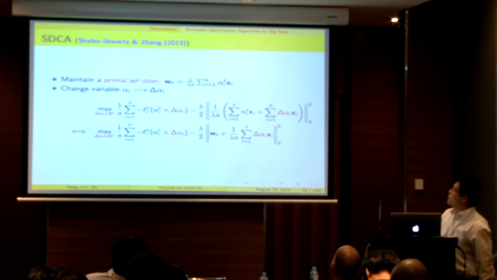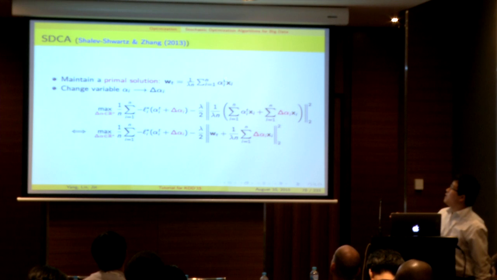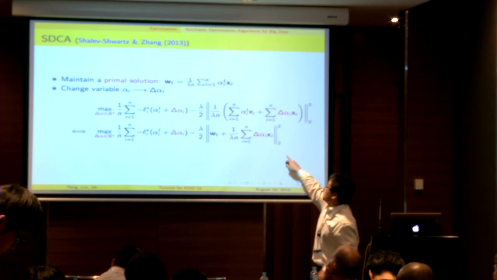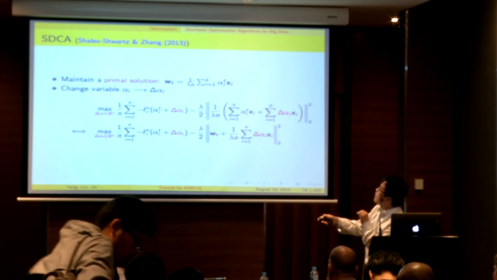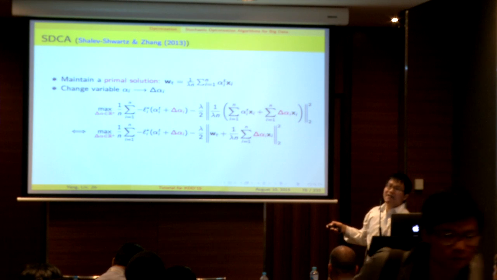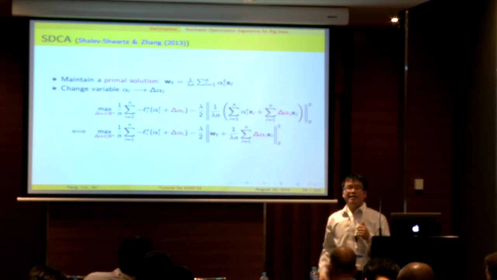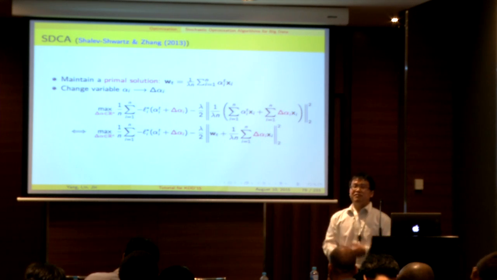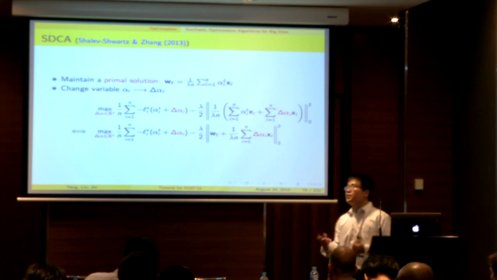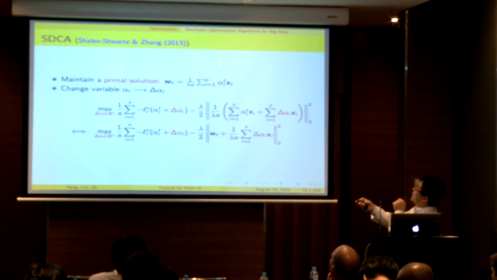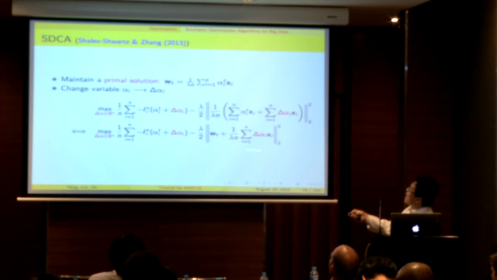What we do is that we introduce a primal solution, w_t, that is defined as the dual parameter alpha_i, multiplied by each vector x_i, and summed up. So now, using this primal solution, you can do some changing of variables. Instead of optimizing over alpha_i, we optimize over the change in alpha_i. So you can see this is always equivalent. Instead of telling you what's the best solution, I'll tell you what's the difference between the best solution and the current solution. It's equivalent. So we now introduce this change of variables, the delta alpha_i, and we rewrite the problem.